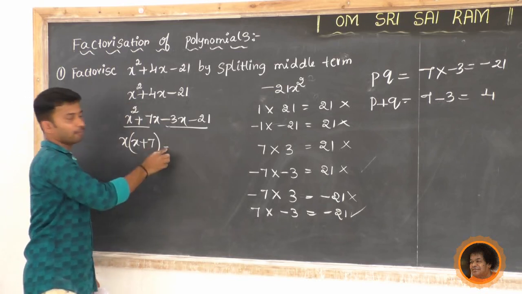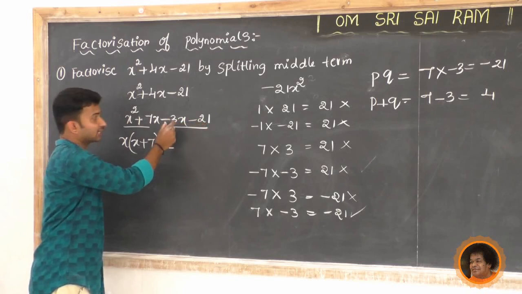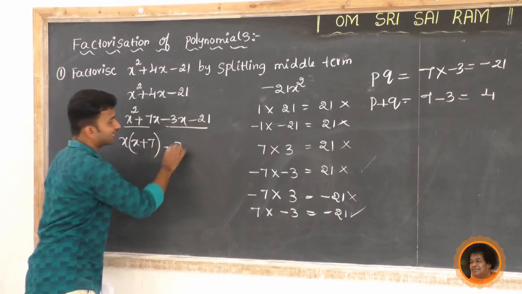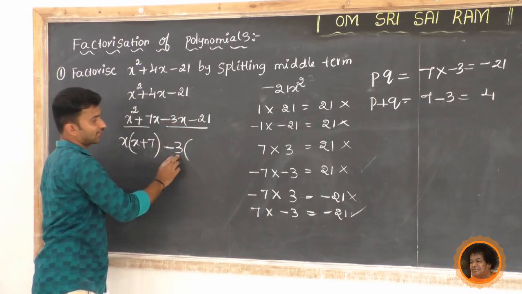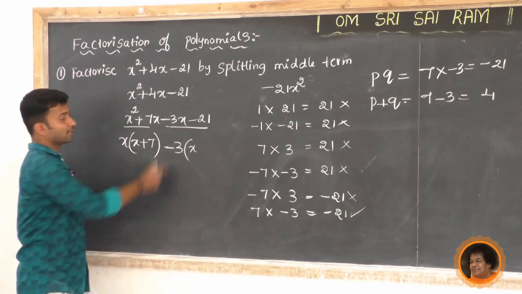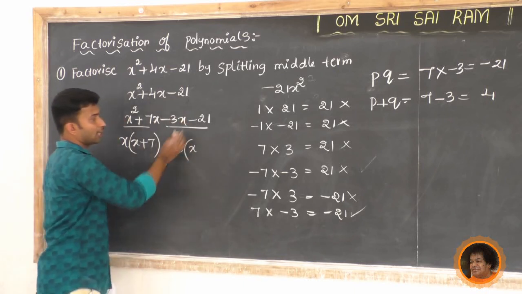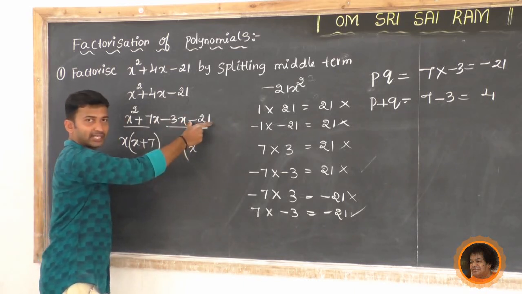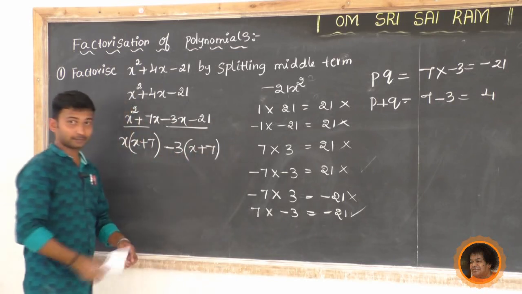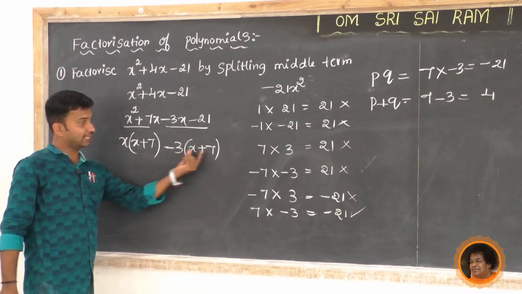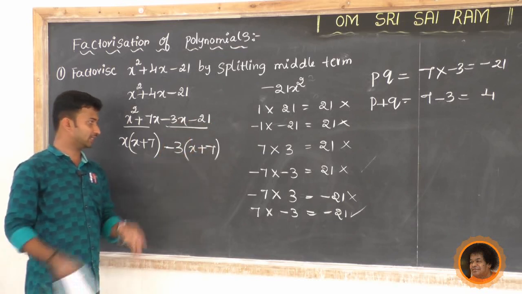What is the sign here? Minus. What is the common term in these two terms? 3 is the common. Take out 3. We divide minus 3x by minus 3. x remains, or minus 3 into x is equal to minus 3x. Next, we divide minus 21 by minus 3. What is the answer? Plus 7, or minus 3 into plus 7 is equal to minus 21, because minus into plus is minus.